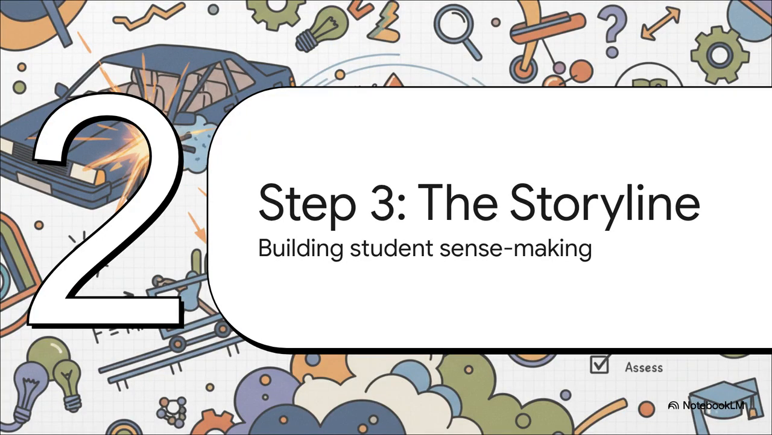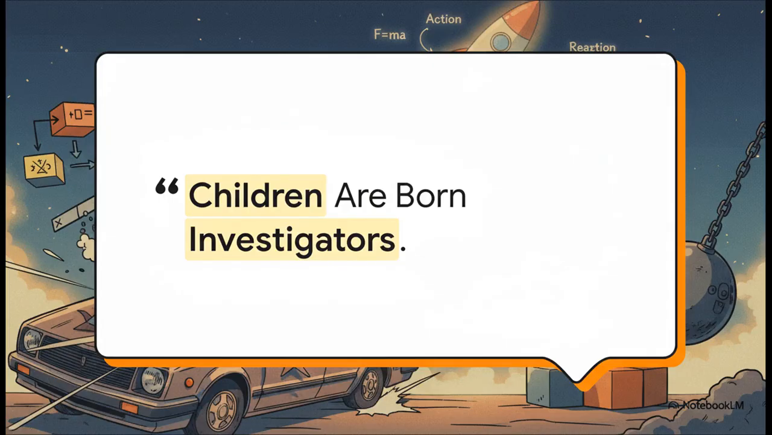So we have our blueprint. We know what we want to teach. Now we move on to the how. Step 3 is all about crafting the lesson's storyline. And I want to be clear, this isn't just a list of activities you're going to do. It's a carefully planned out narrative that guides students from their initial curiosity all the way to a deep, evidence-based understanding of the physics.